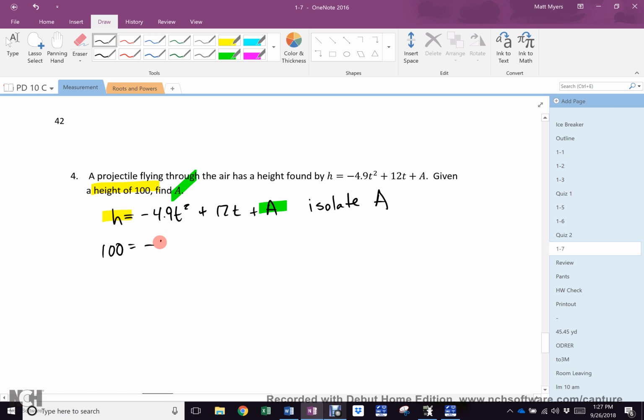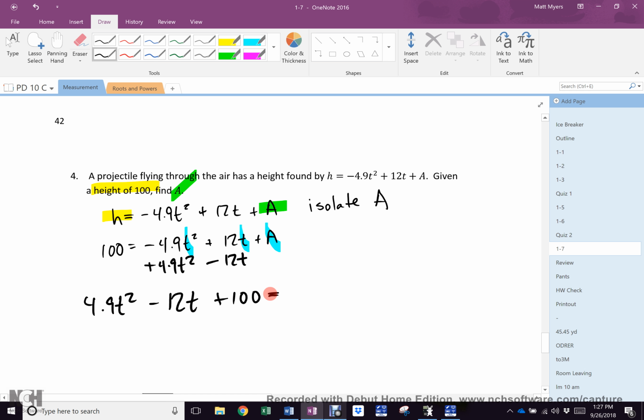100 equals negative 4.9t squared plus 12t plus a. Now, you cannot solve for a because you have 2 unknowns. So all you can do is isolate a, which means I have to get rid of 4.9t squared and get rid of 12t and do the same thing on the other side. 4.9t squared minus 12t plus 100 equals a.